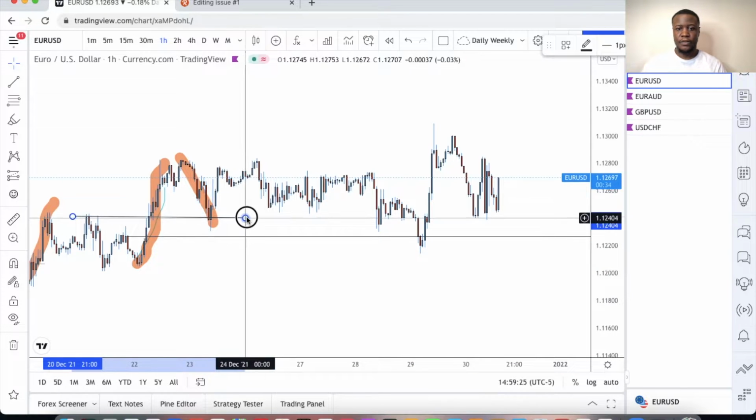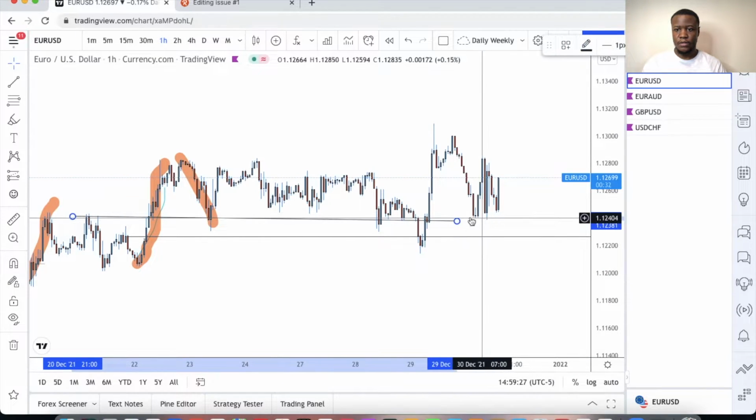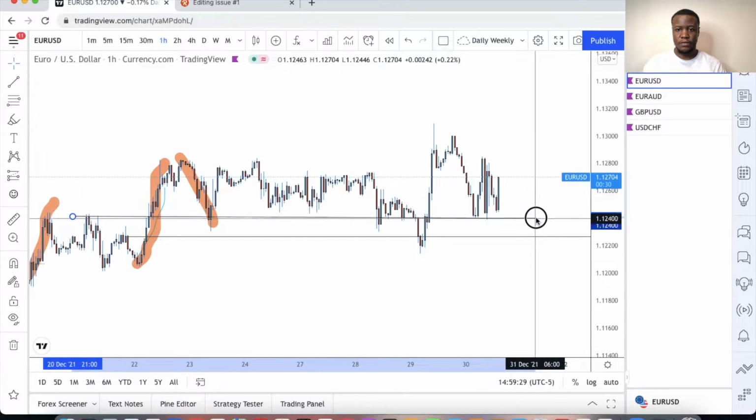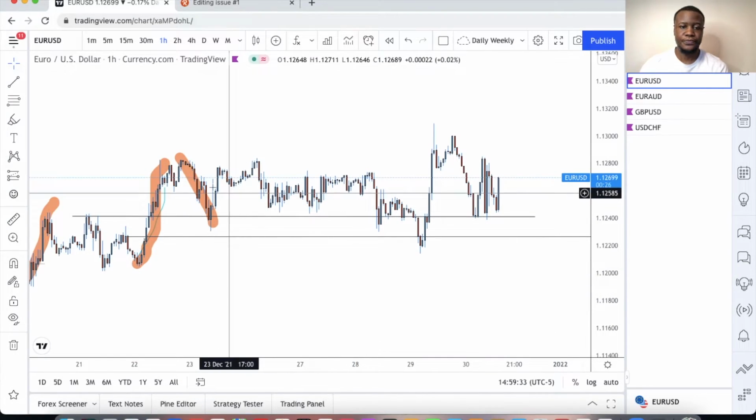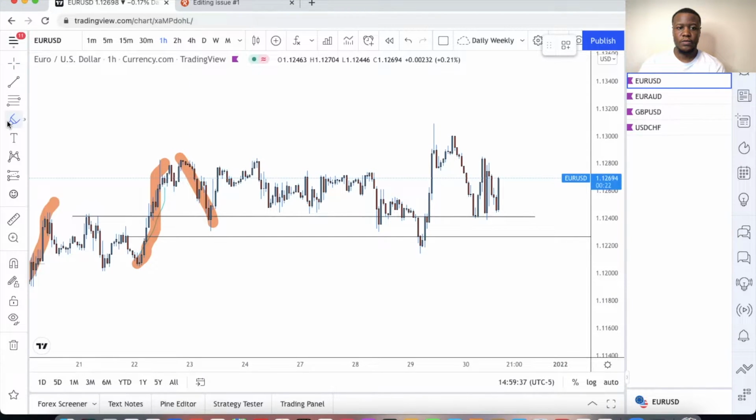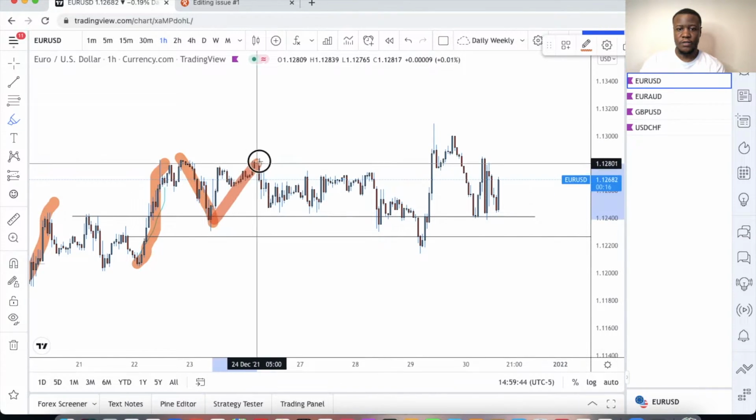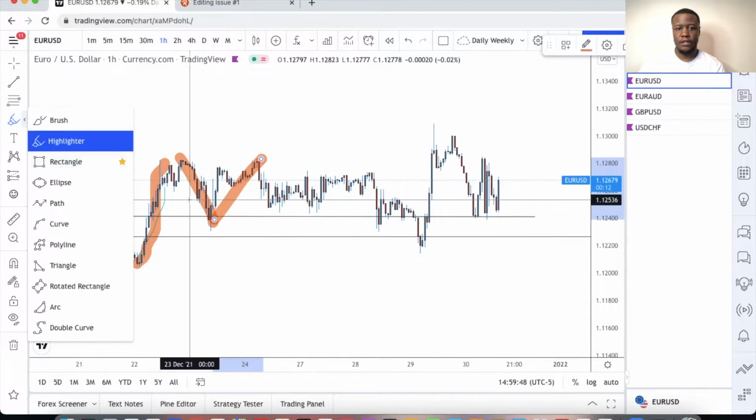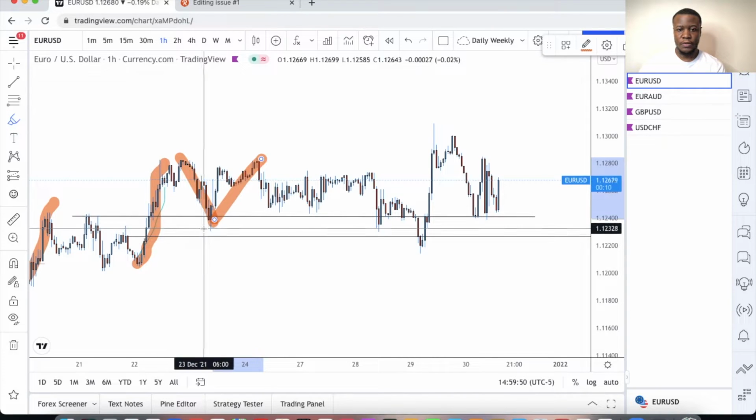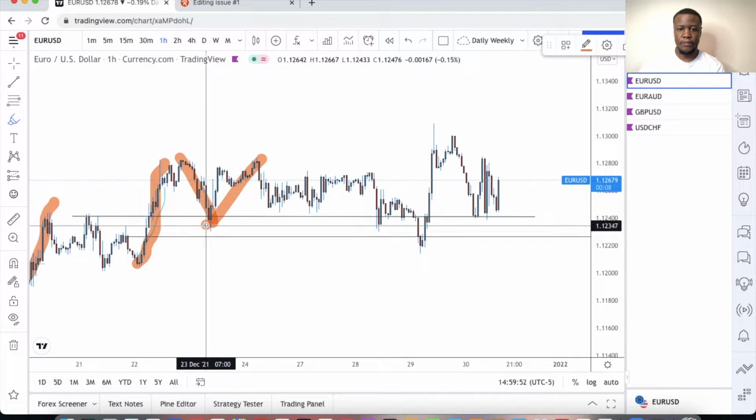So you have this pullback to what some might consider support, and it goes off. It's gone, right? They're going to put their stops right here, right underneath it.